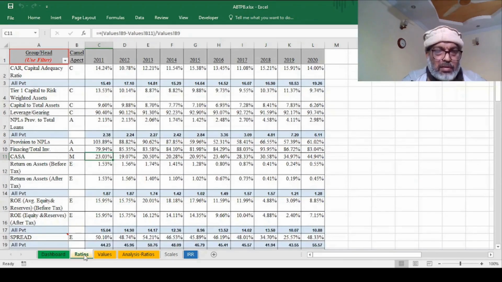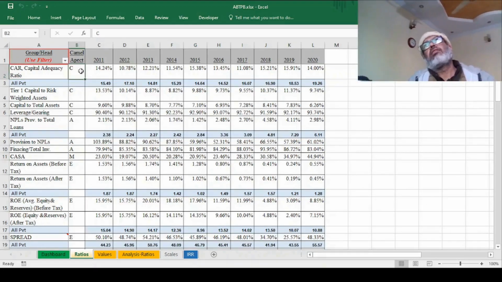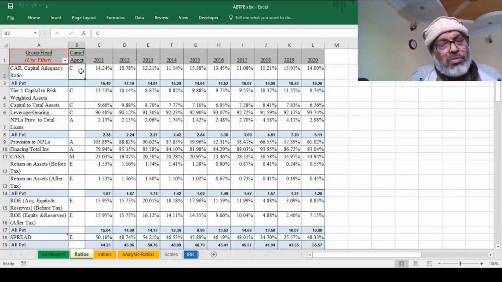Now, if we click on this tab, we come to the worksheet of the ratios by CAMEL analysis. C for capital adequacy. Capital adequacy means that its capital is sufficient to cover the depositors' risk. Its ratio to the loans it has given, so greater is better. It indicates the risk coverage of the depositors.